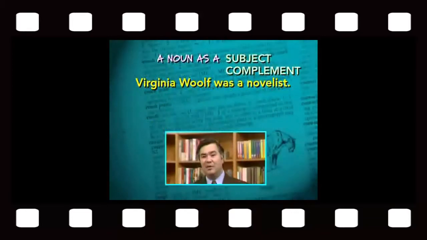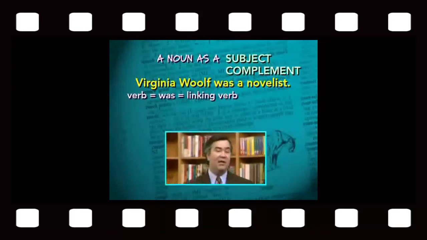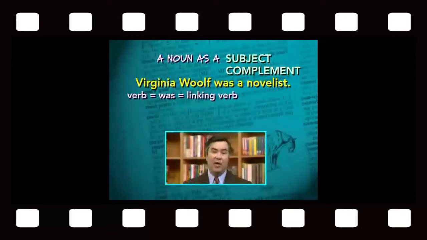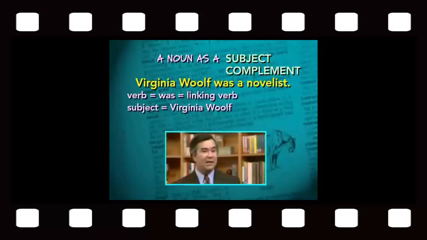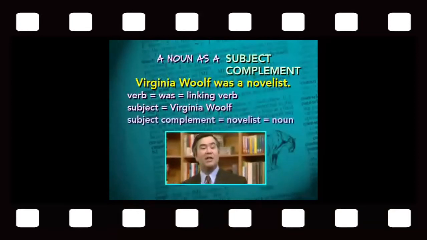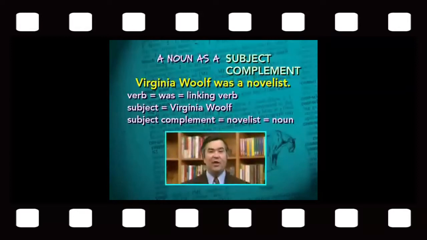Here are some examples. Virginia Woolf was a novelist. Was is the verb in this sentence, and it's a linking verb. As we've said many times, the most common linking verb is the verb to be, and was is a form of the verb to be. The subject of was is Virginia Woolf, a particular woman's name. So Virginia Woolf was, and what follows is the subject complement. The noun novelist describes or modifies the subject Virginia Woolf. It gives us more information about Virginia Woolf. It tells us what Virginia Woolf was, specifically a novelist.